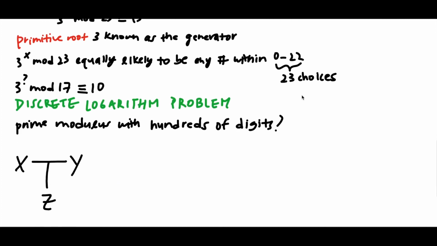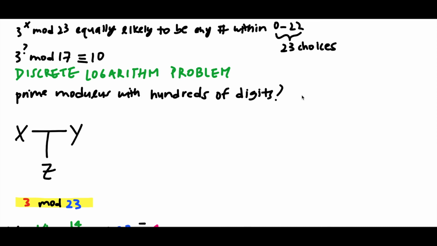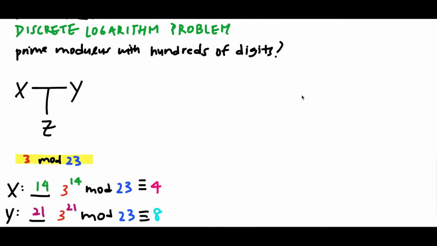Now let's return to our example from before, but this time with the numerical approach. X and Y are still trying to communicate over an insecure channel, and this time the public information is no longer colors, but that 3 is a primitive root and that 23 is a prime modulus. X chooses the secret number 14, and Y chooses the number 21. X takes 3 to the power of 14 mod 23 to be 4, and Y takes 3 to the power of 21 mod 23 to be 8.